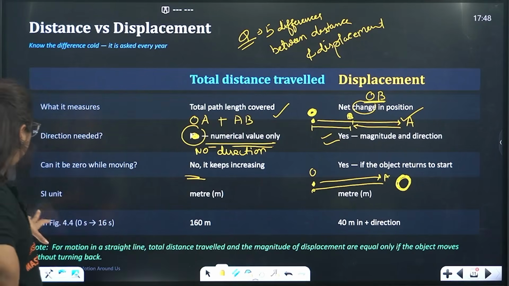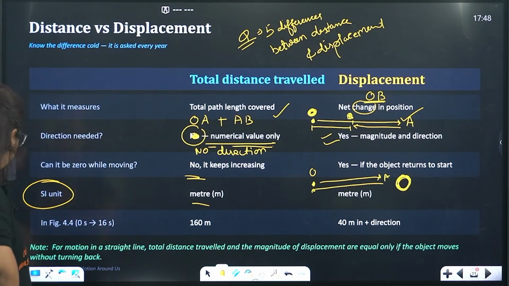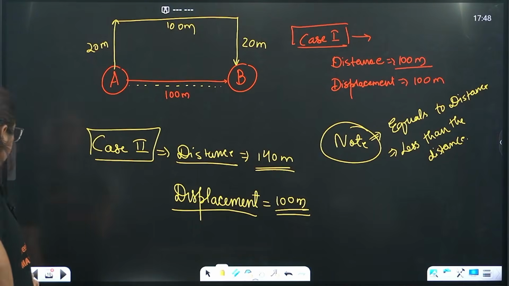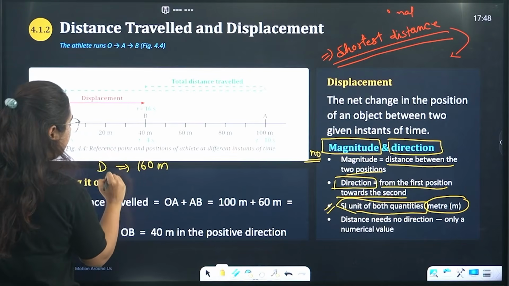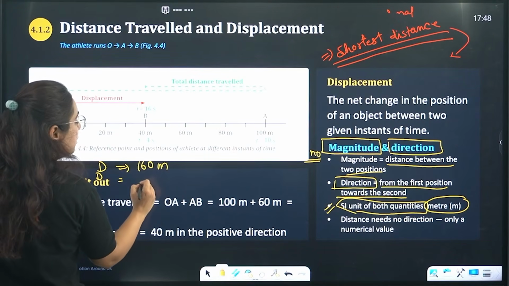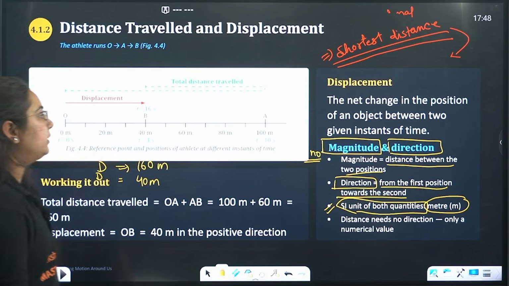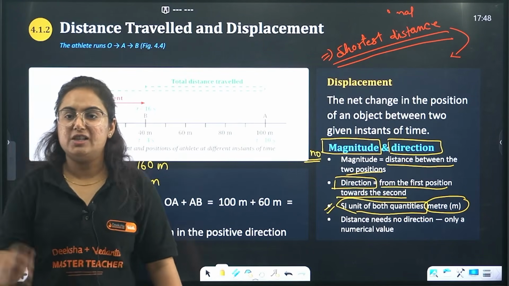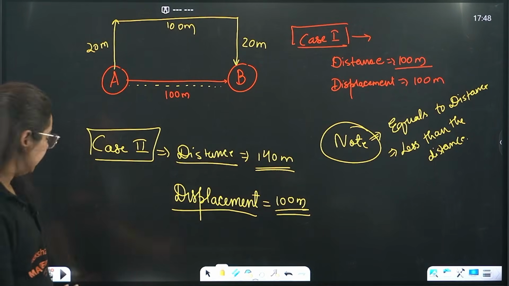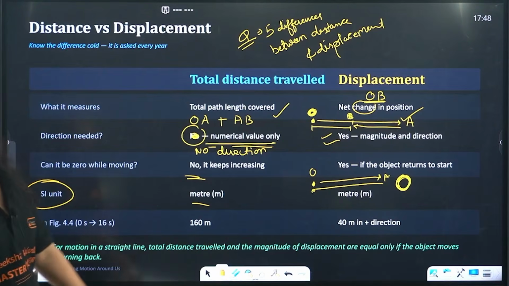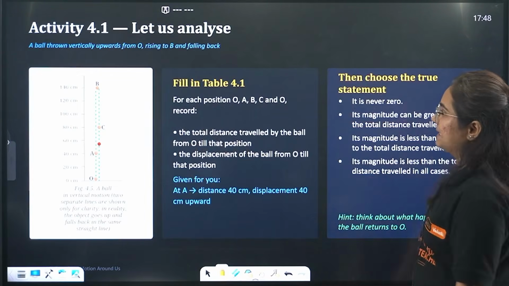Okay? Next will be the SI unit, that is again meter, same for everything. If we look back at this figure, right, what is the distance in this figure? 160 meter. But what will be the displacement in this figure? It was just how much? 40 meters. And this is how the difference is created. Net change in the position of the object with reference to a reference point at a given instant of time. This is known as displacement, and this is how it differs from distance.